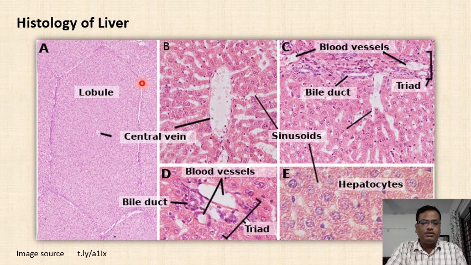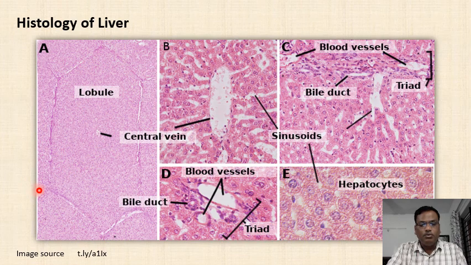So from the edges, here we find the blood vessels, and the structures which are found here are called triads. So we'll study about triads in the next slides. So the triad structure consists of blood vessels and also the bile duct. So the blood which comes from here will pass through the sinusoids which are present between the cells, and ultimately it will drain into the central vein. So this is how the structural arrangement of the liver can be understood.